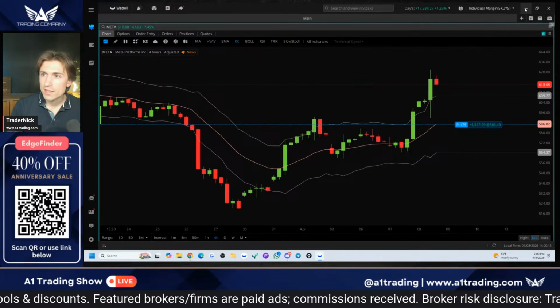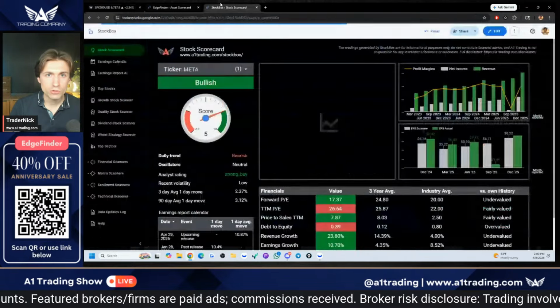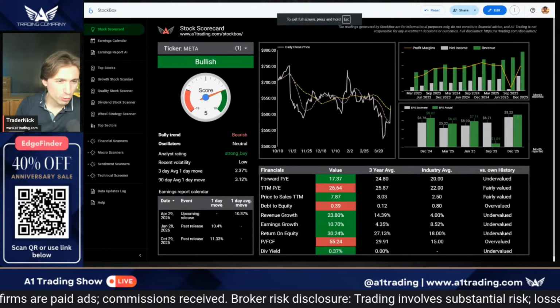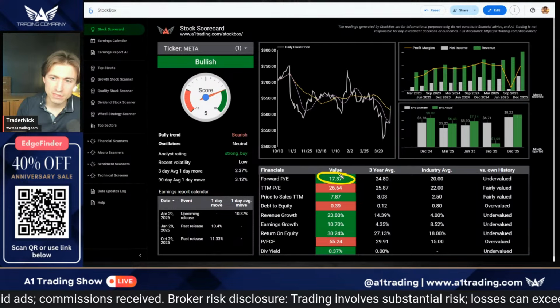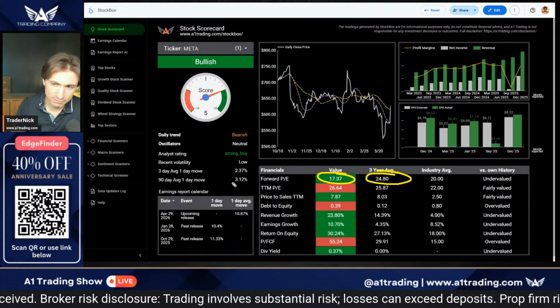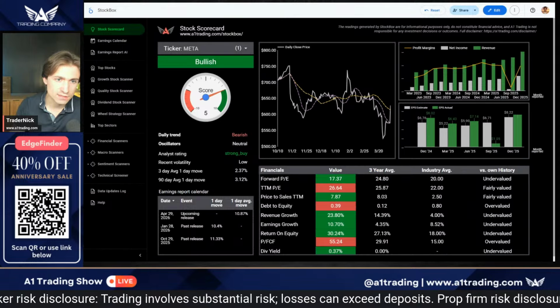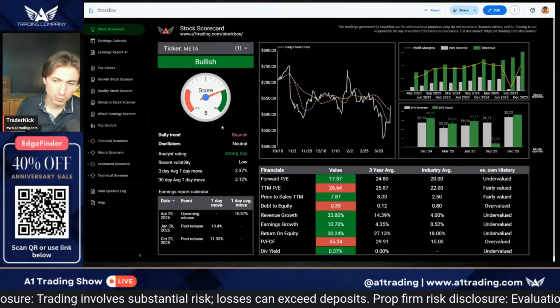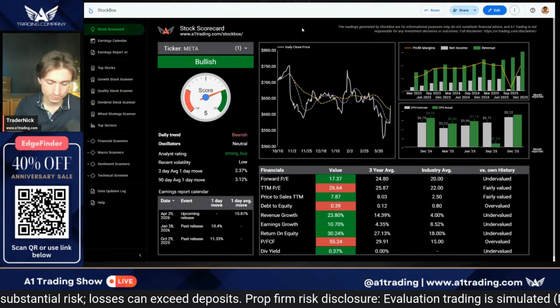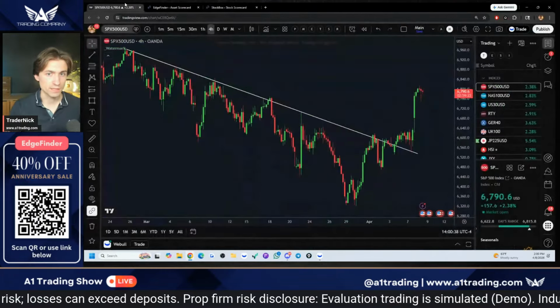But I am long the stock there. That was partially with the help of Stockbox. I really liked the readings here. You've got a forward PE on this thing of 17 versus a 25 three-year average, give or take. I feel like it's a decent valuation. I personally think the stock is at a discount right now. Of course, not financial advice, but that's what I'm looking at.